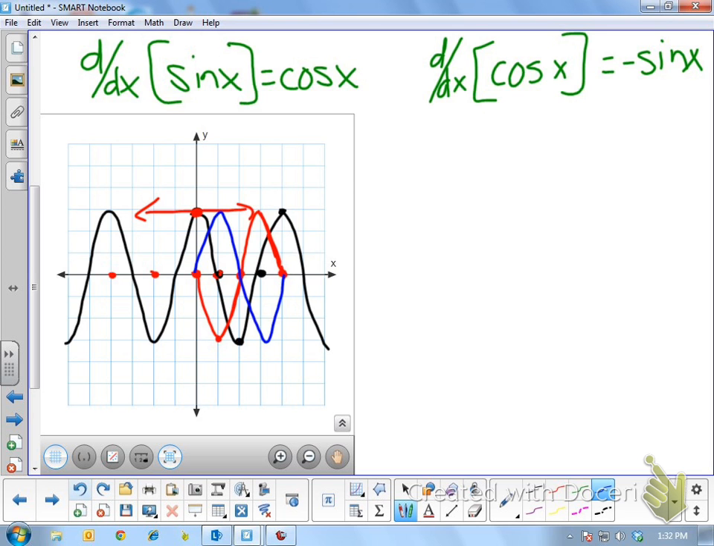And keep in mind, we already know the blue was sine of x, and we're trying to find the derivative of cosine x. So what did I change to flip this graph upside down? We put a negative sign out front. So the negative flipped the graph. So that is why it's a negative sign.